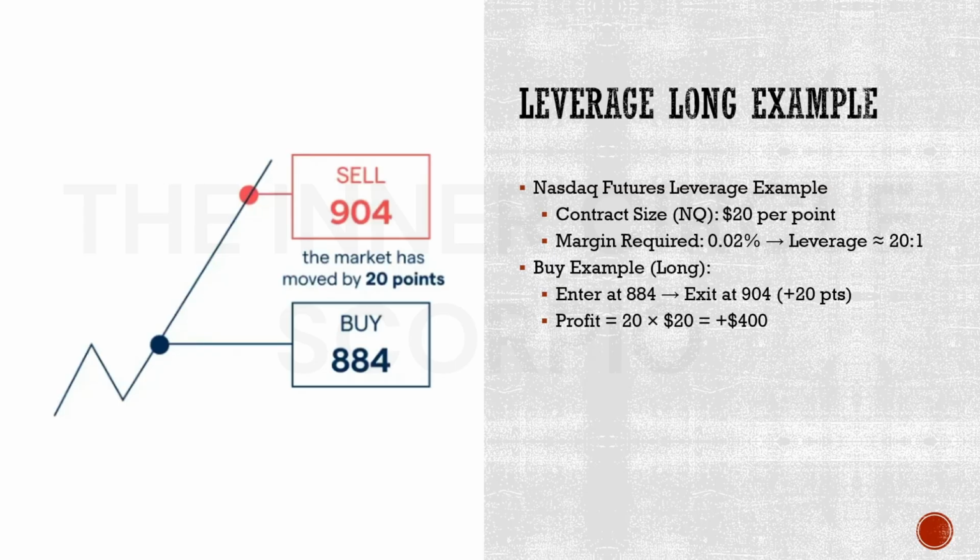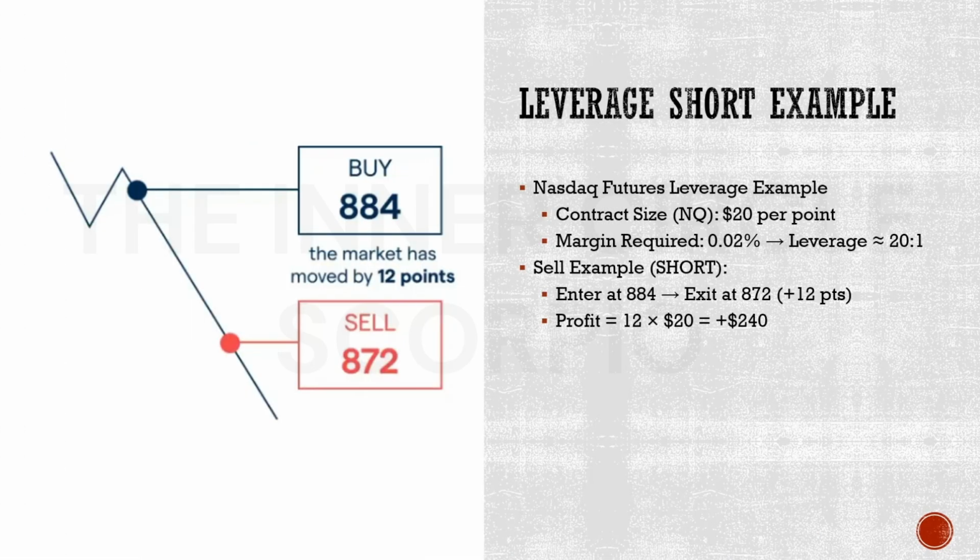Now, the broker also has its fee that it takes from you. It can be $5 to $20 depending on the broker that you're using. Out of that, you keep all the profit, or if you're trading prop firms, of course, 80%, 90%, or 70% of the profit. So you buy at 884. After 20 points, you sell at 904. Each point is $20. You gain $400. NASDAQ short example: you enter at 884 and exit at 872, 12 points. Each point is $20 and you make $240 by having a margin of 2%.